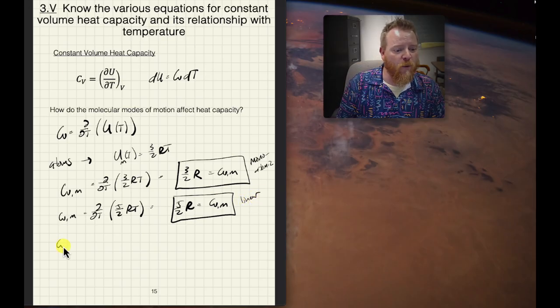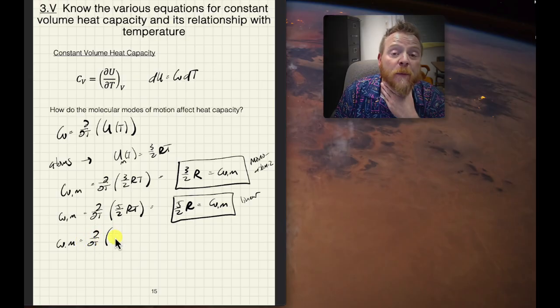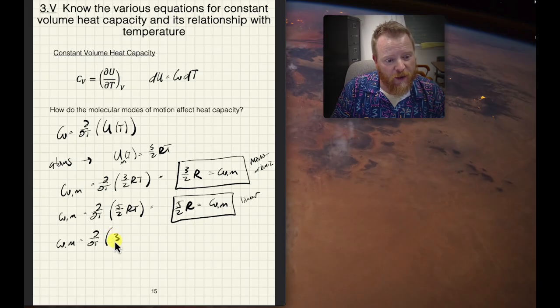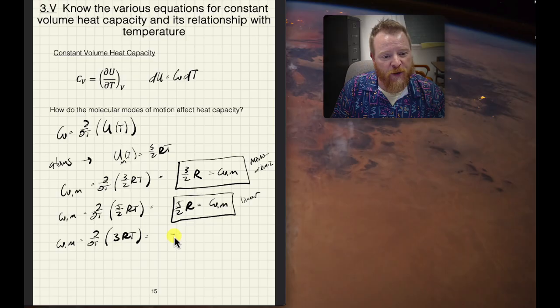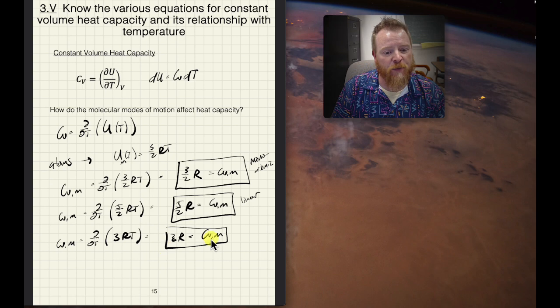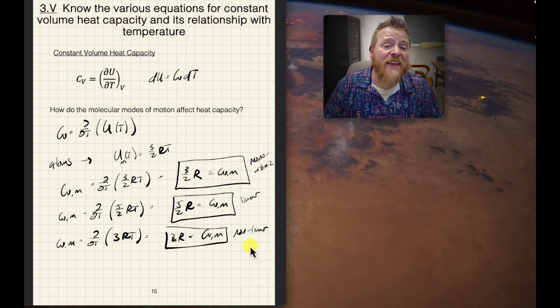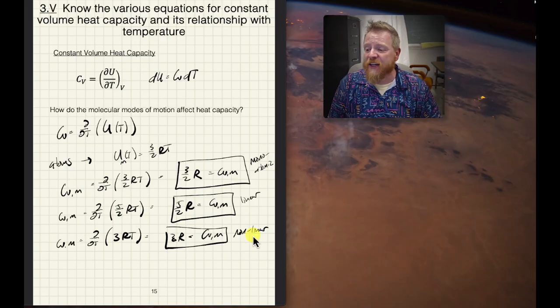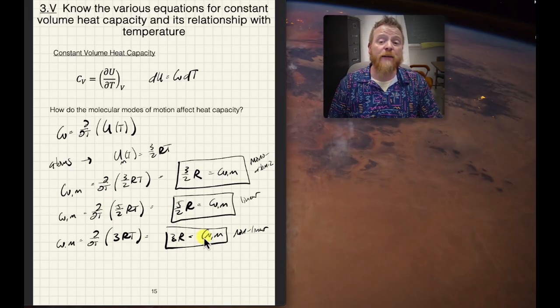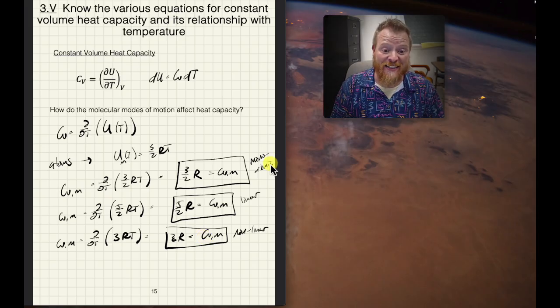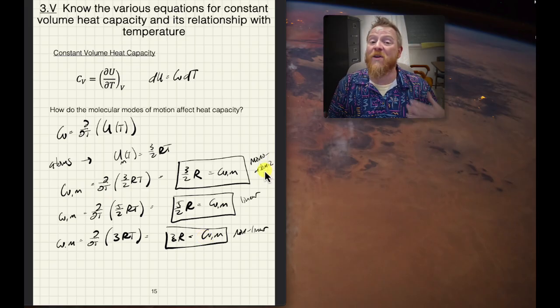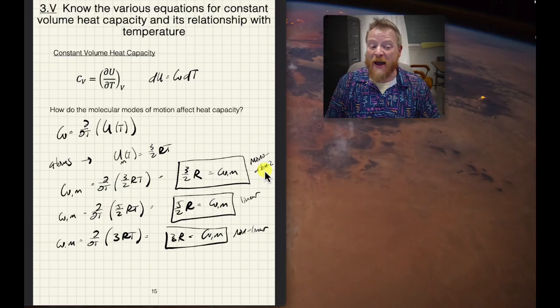And then finally, for a nonlinear molecule, hopefully you can see how this is going to go. The internal energy of a nonlinear gas is 3RT. So that means taking that very simple derivative, we just get 3R for CVM for a representative nonlinear molecule. So what that means for us is a nonlinear molecule can absorb twice the amount of heat as a monoatomic gas without a rise in temperature, right? That's what the heat capacity is all about.